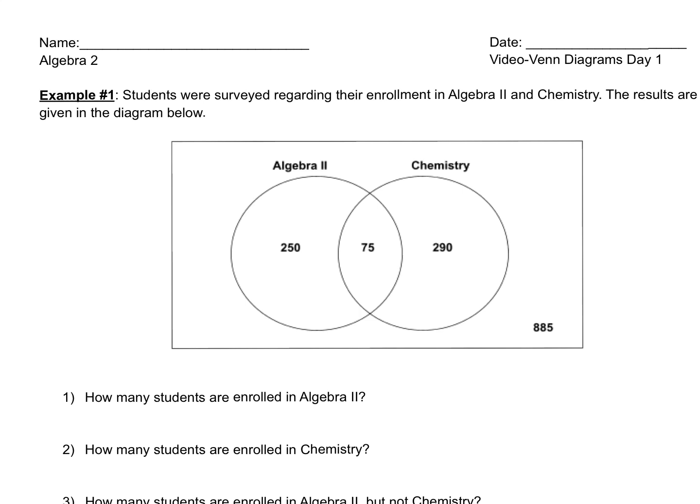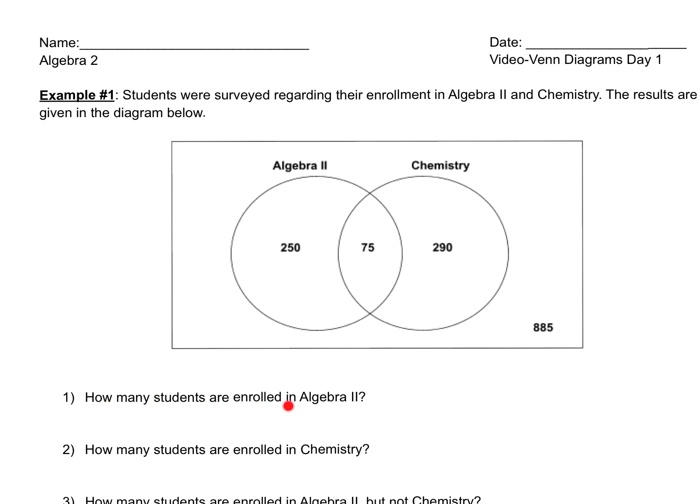Hi everyone, in today's lesson we're going to review Venn diagrams. So let's talk through an example. Students were surveyed regarding their enrollment in Algebra 2 and Chemistry. The results are given in the diagram below. So the Venn diagram's already been given to you. We just need to answer the questions.